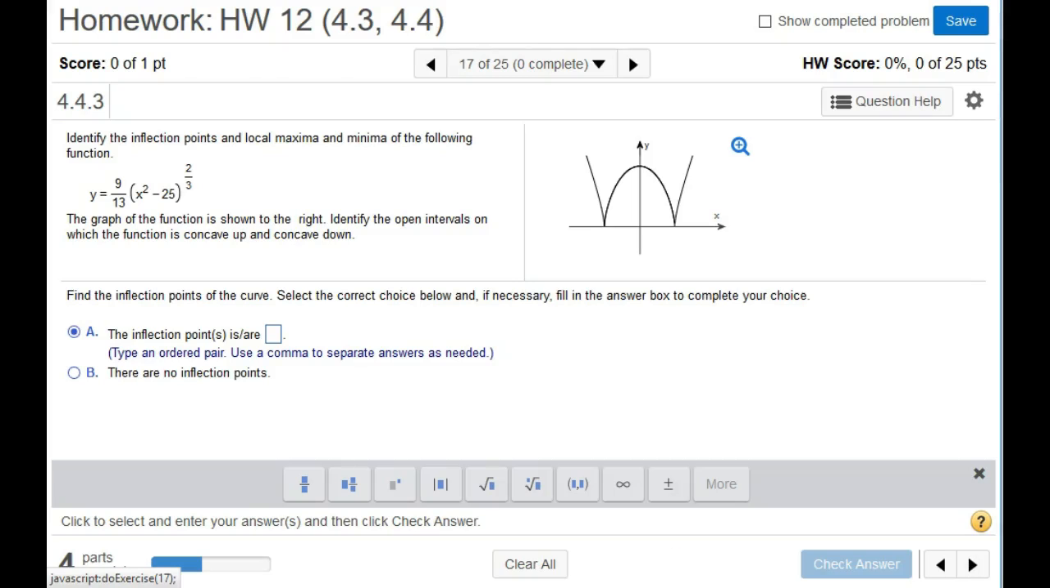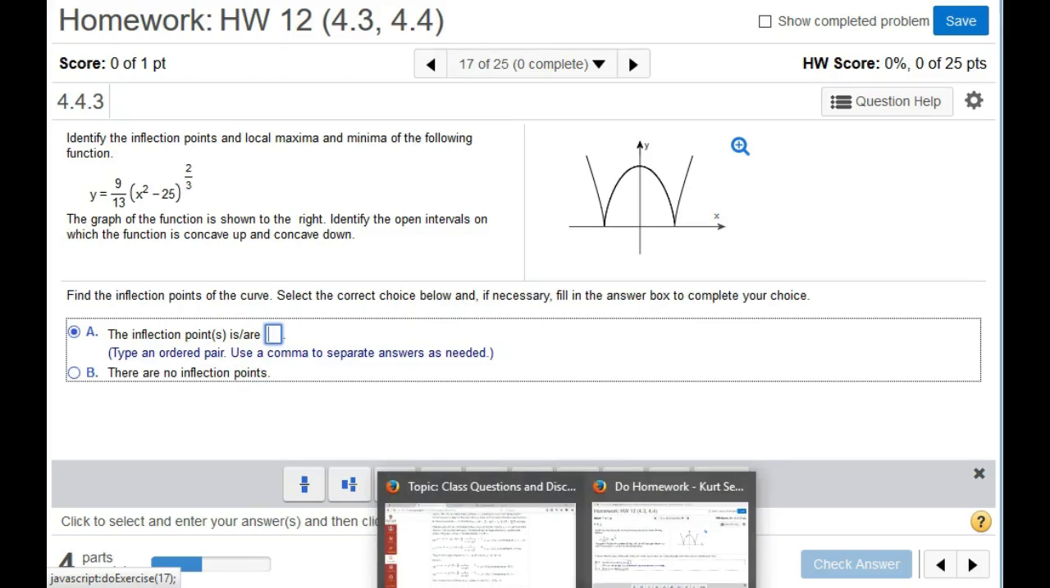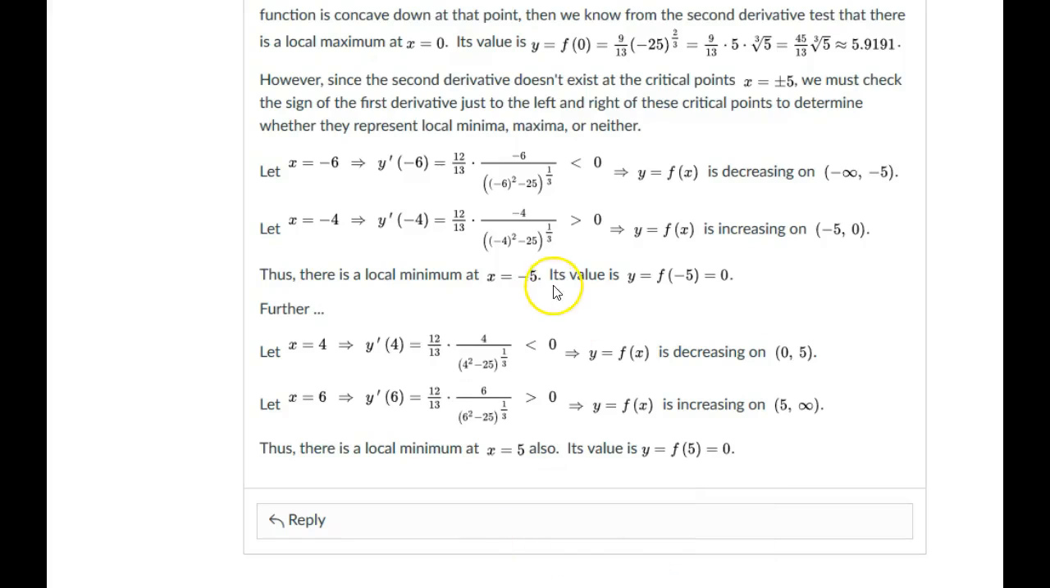Hopefully I haven't been out of this too long where it's logged out on me. I already clicked on this, I was playing with it. The inflection points is or are, so it says type an ordered pair. Use a comma to separate answers. So it wants our two values of x. Okay, so it actually wants the ordered pair. It wants the y value for each of those inflection points too. Let's see if that's easy or not.